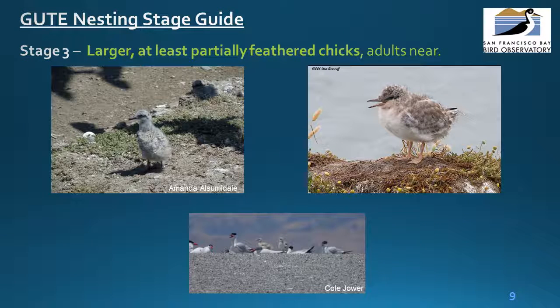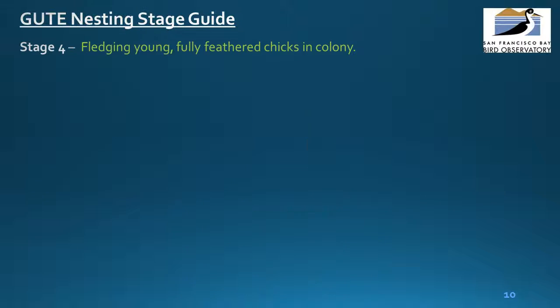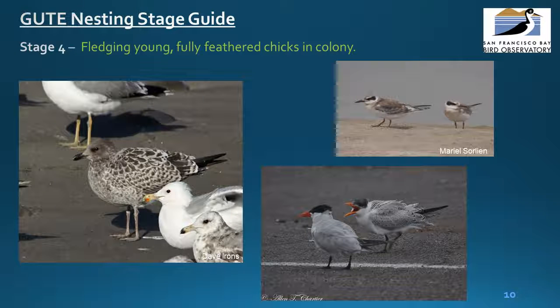Stage 3 will consist of larger chicks that have lost some of their down and are growing new feathers. The adults will still be nearby. At stage 4, you will see chicks that are fully feathered and are ready to leave the nest, known as fledging.